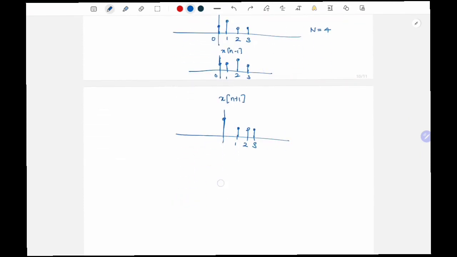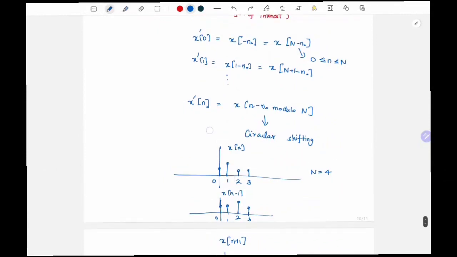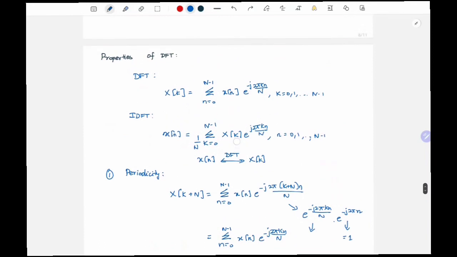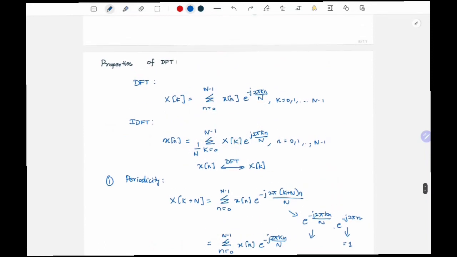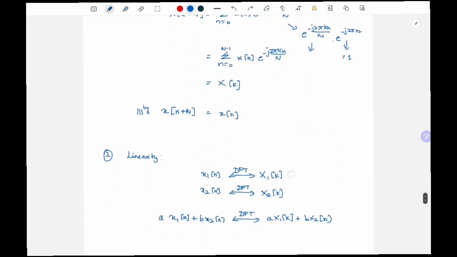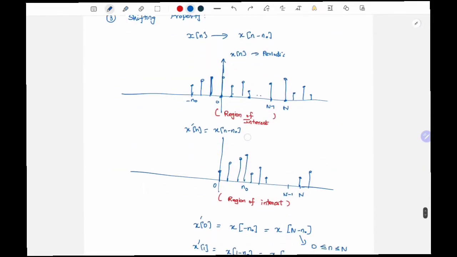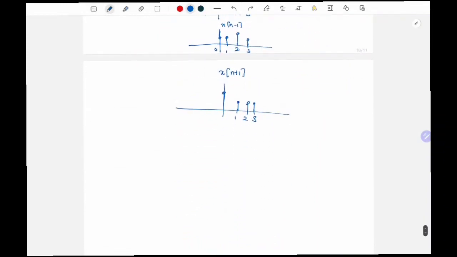It is same for x of k. See, x of n and x of k are related to each other. The only difference is that in x of n it is e power j 2 pi k by n, and in x of k it is minus j 2 pi k by n. Otherwise they both are same, and this 1 by n factor also we need to take care. So that's why I haven't mentioned time shifting or anything. This is just shifting I am calling.